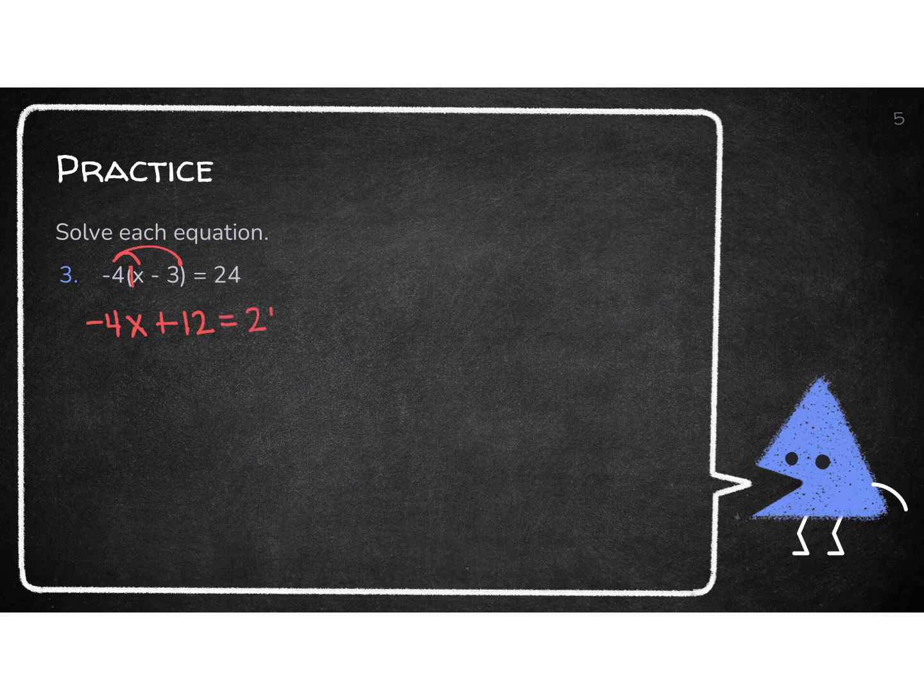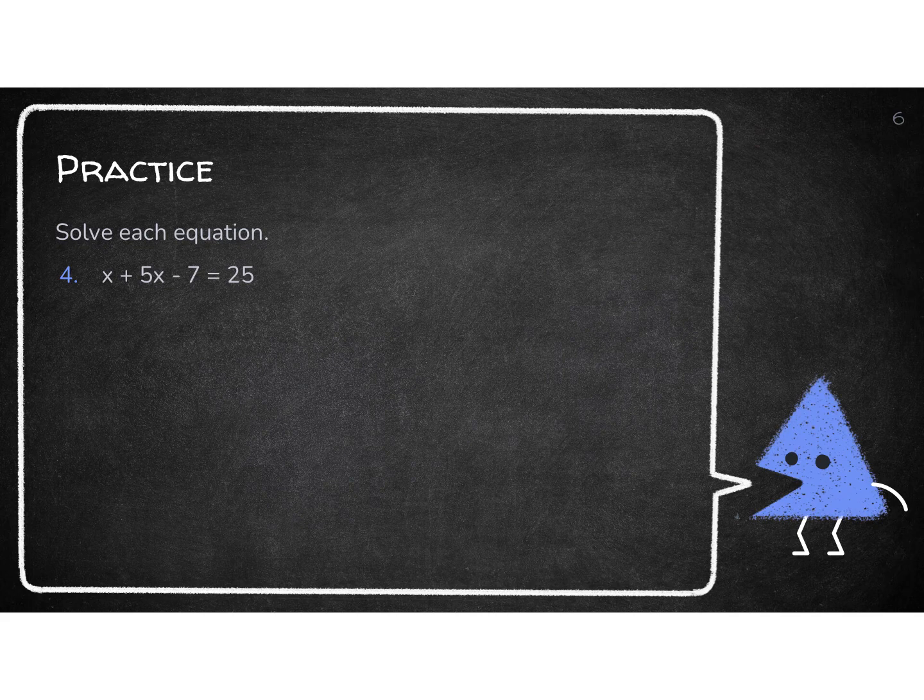And that equals 24. Notice I did not distribute that negative 4 to the 24 because that is not connected to the parentheses. So now we're just going to solve like we did yesterday. Get rid of the adding 12 by subtracting 12. So negative 4x is going to equal 12. And then get rid of the multiplying by negative 4. I divide. Be careful of your negatives. 12 divided by negative 4 is negative 3.